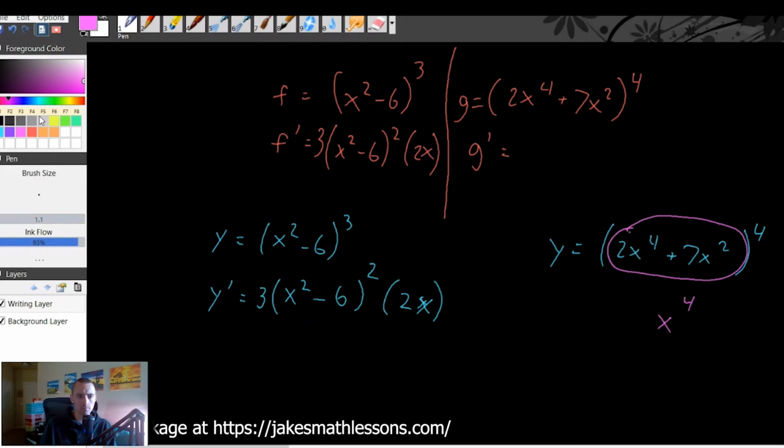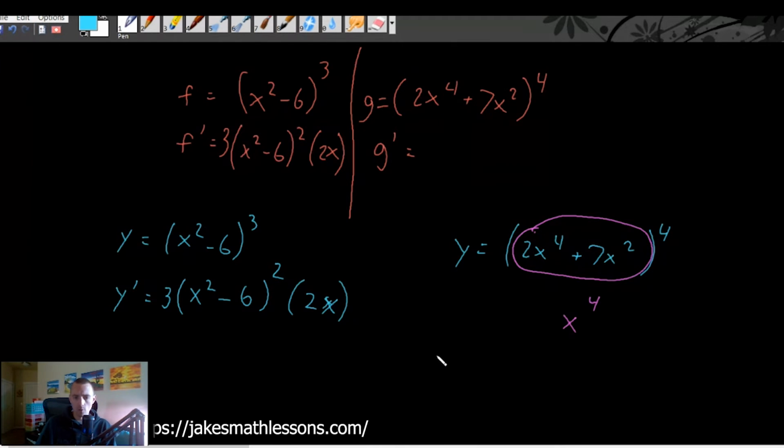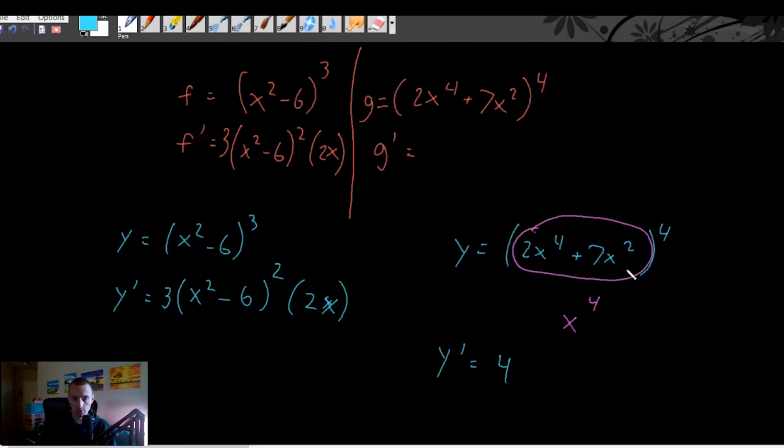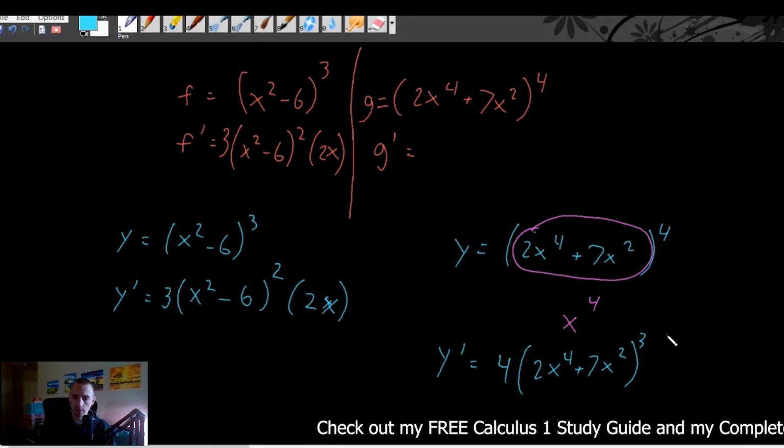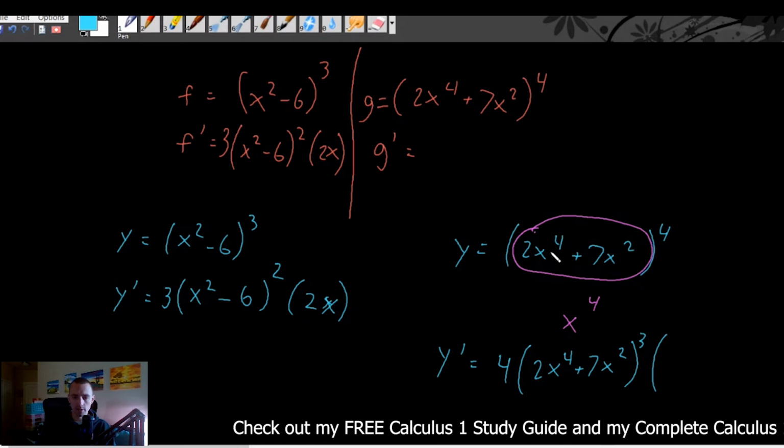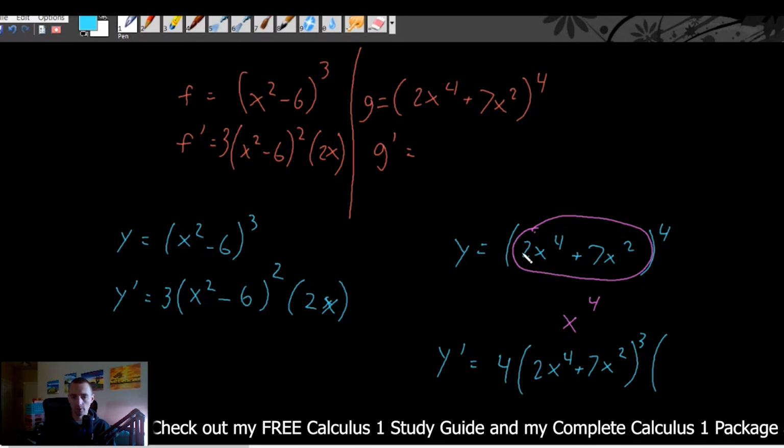So then chain rule would say that we would do the derivative of the outside function, which is x to the 4th. So bring the 4 down in front, leave the inside function, what's all in purple here, leave it as it is. So 2x to the 4th plus 7x squared. And then lower our power by 1, subtract 1 from our power, and then multiply this by the derivative of the inside function, so the derivative of what's circled here in purple.